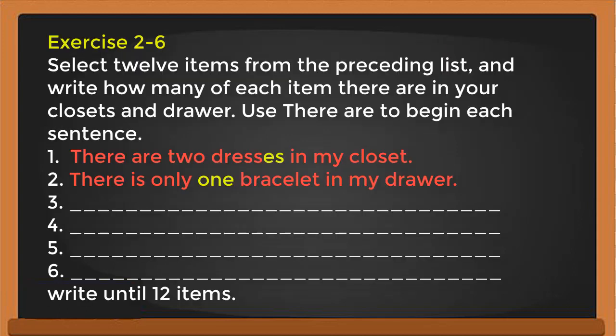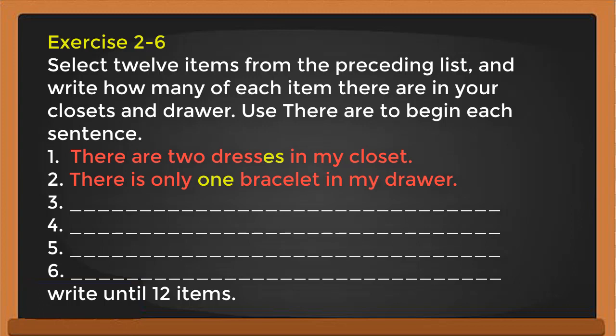Okay, now let's go to exercise 2.6, where we're going to make sentences. It is also very important for you to make sentences, because if you can make the sentence, then you can make conversation with that. Okay, select 12 items from the preceding list that we have already learned. Select 12 of them, and then write how many of each item there are in your closet or drawer.